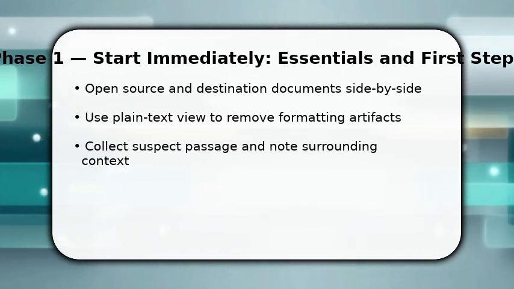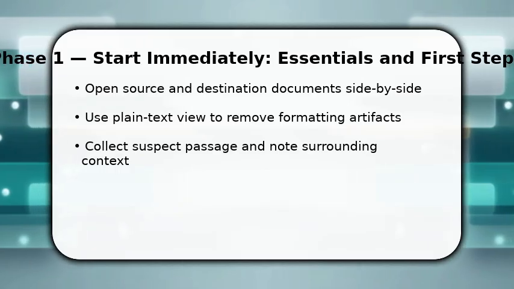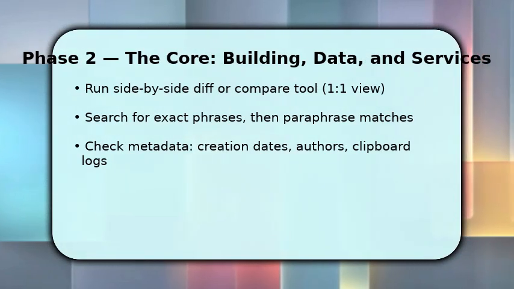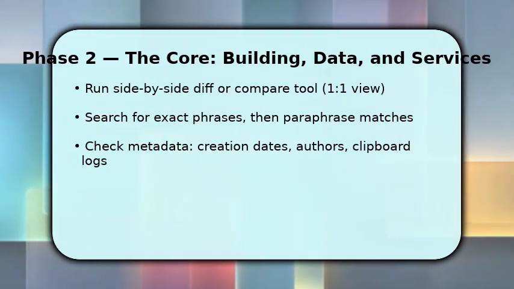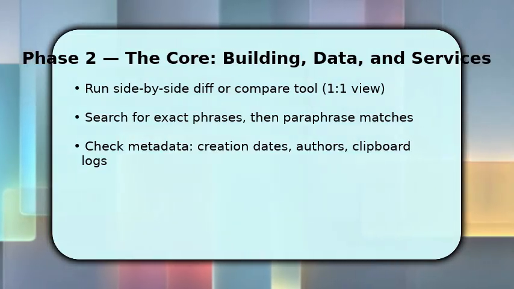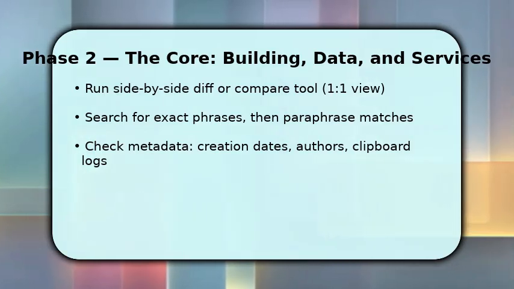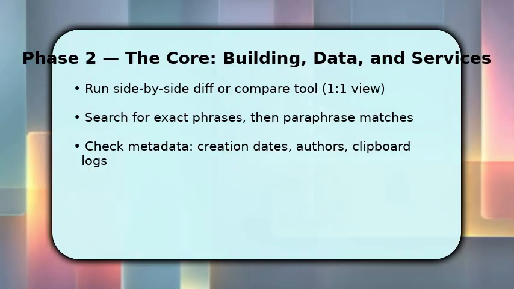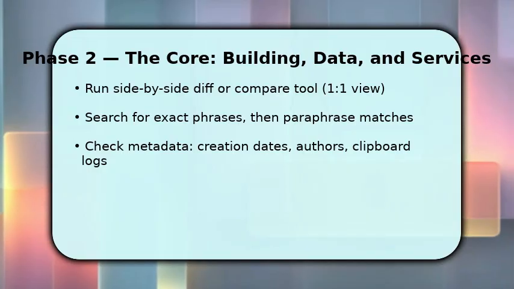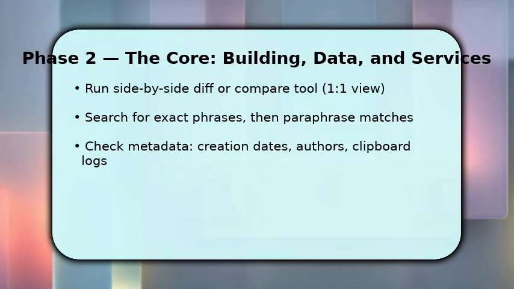You now run a systematic comparison. First, use an automatic diff or compare tool to highlight exact matches, then manually scan for paraphrase sections that escaped exact matching. Use quotation searches in search engines for longer phrases. This reveals potential sources fast. Also inspect file metadata and clipboard history where available, because timestamps and author tags often reveal copying events. Once you find overlaps, document each match.